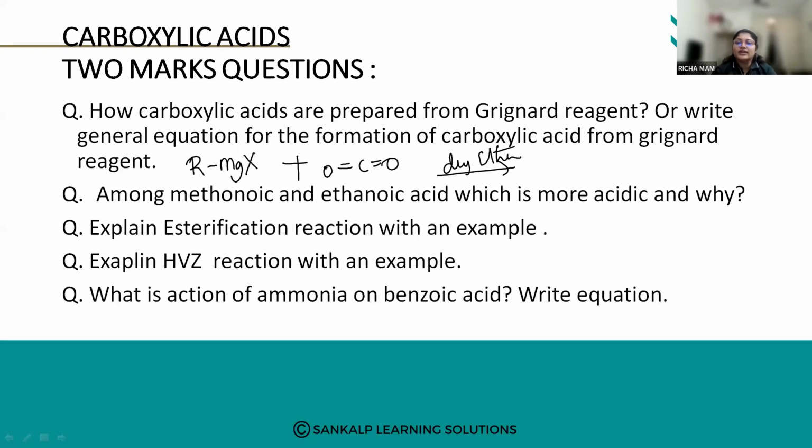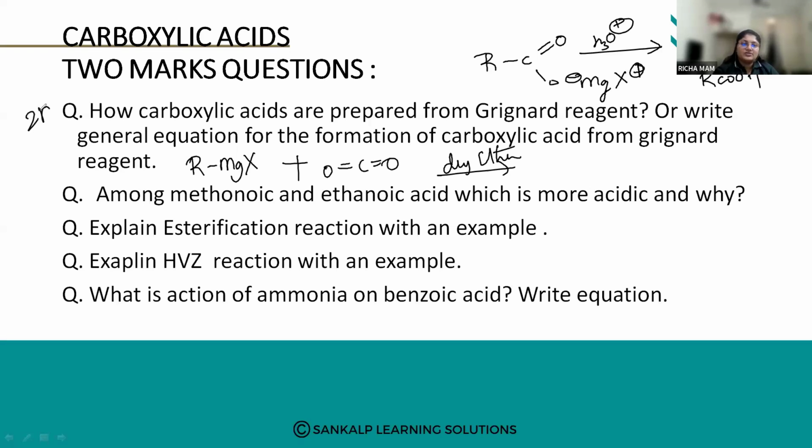So I'll write the product here: RC double bond O minus MgX plus. Further, it will undergo acid hydrolysis to give you carboxylic acid. So how is carboxylic acid prepared? Take Grignard reagent, react it with carbon dioxide in the presence of dry ether. Further, on acidification, you will get carboxylic acid. So this is the reaction.